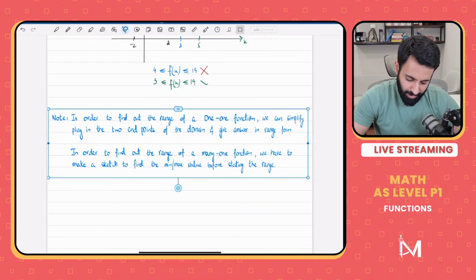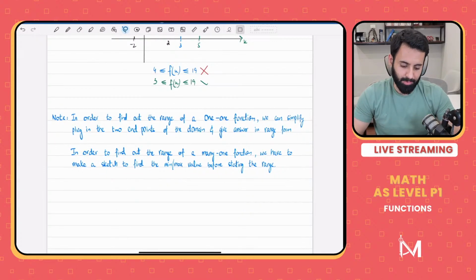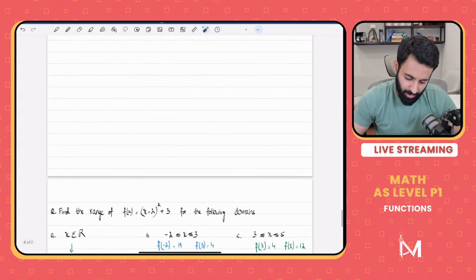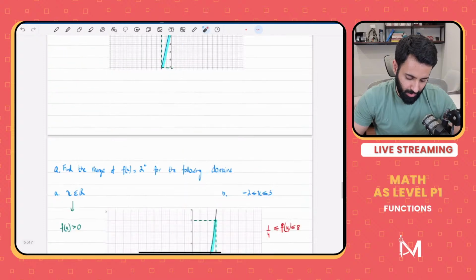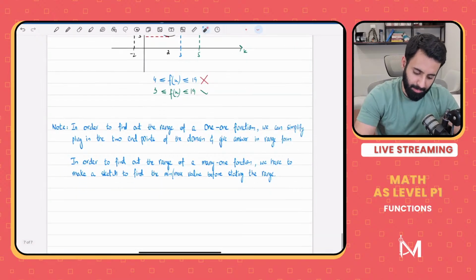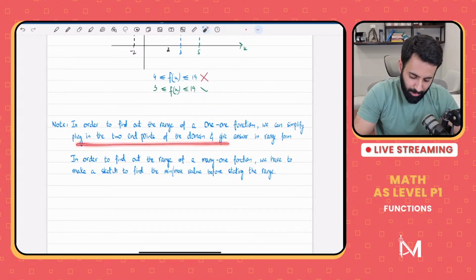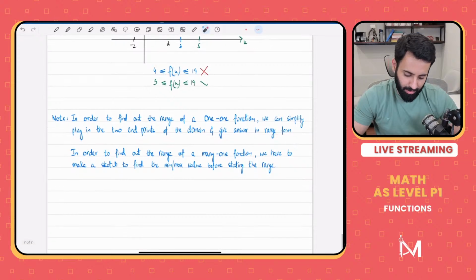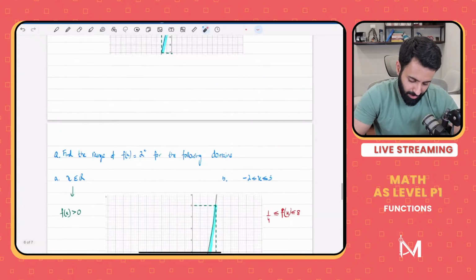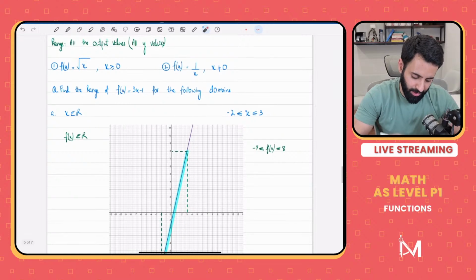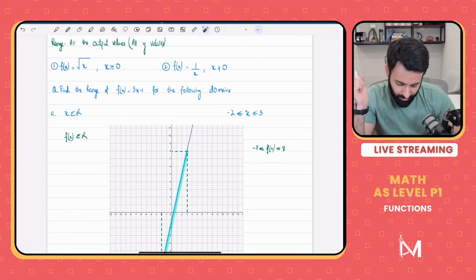So in order to find out the range of a one-to-one function, like for example this one or the one before, we can simply plug in the two endpoints of the domain and give the answer in range form. Here we plugged in this point and gave the answer in range form. Here also we plugged in this point and gave the answer in range form.